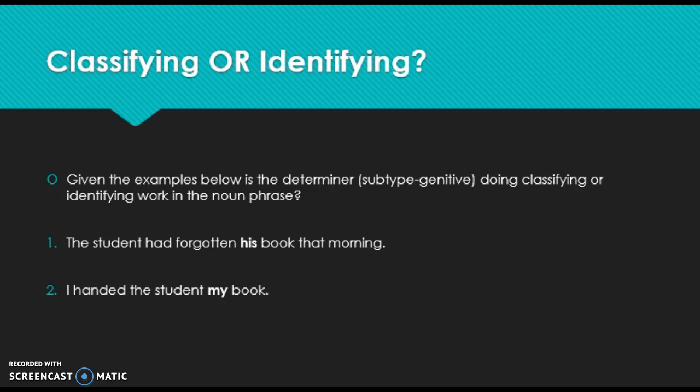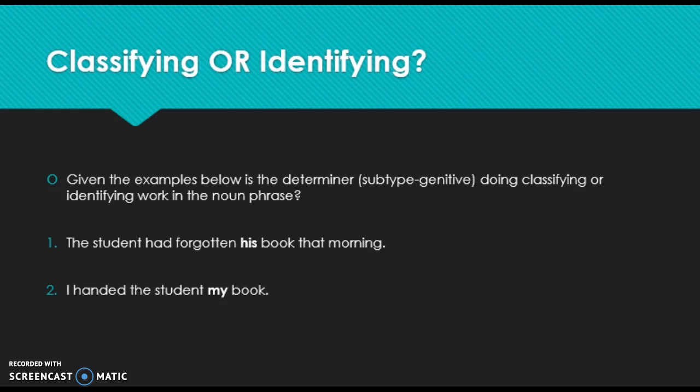Now, let's think about whether genitives do classifying or identifying work. So given the examples below, is the determiner of the subtype genitive doing classifying or identifying work in the noun phrase? The student had forgotten his book that morning. What do you think? Is that more classifying, saying of all the set of books, or is it more identifying? Is it pointing out a specific book of all the books in the world?